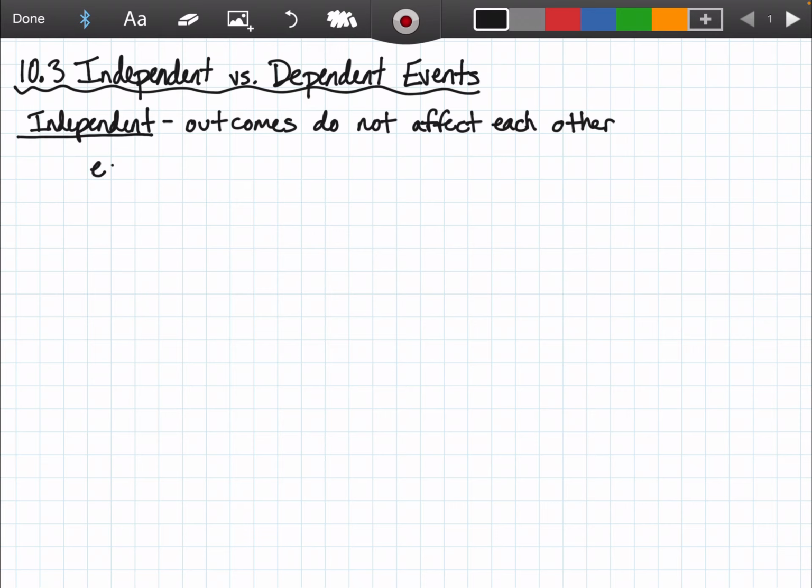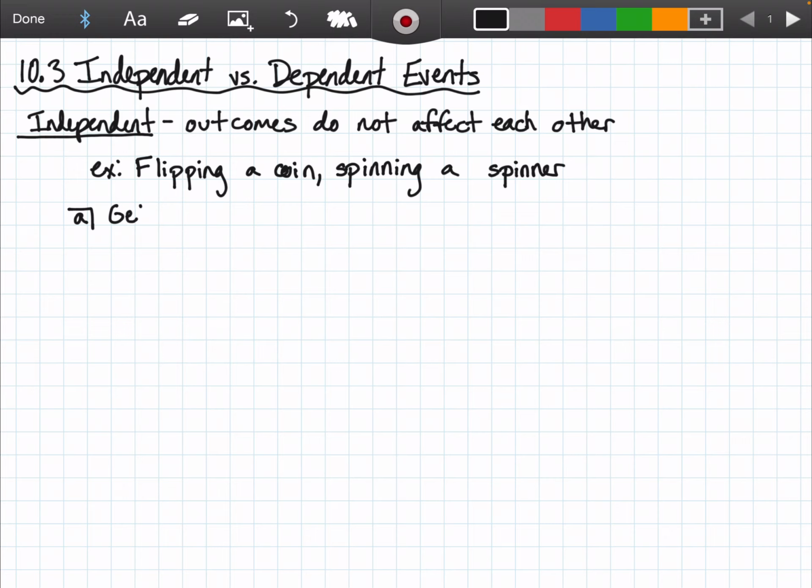So for example, something like flipping a coin, like spinning a spinner, and we'll do an example question here where we can find the probability of getting 4 heads.